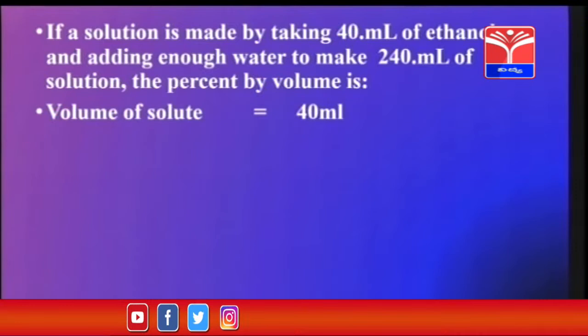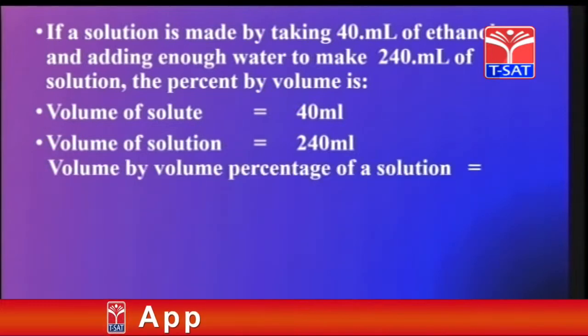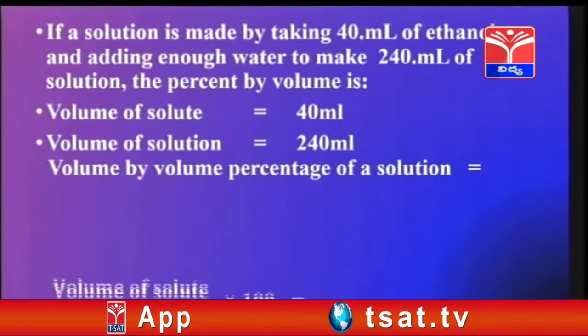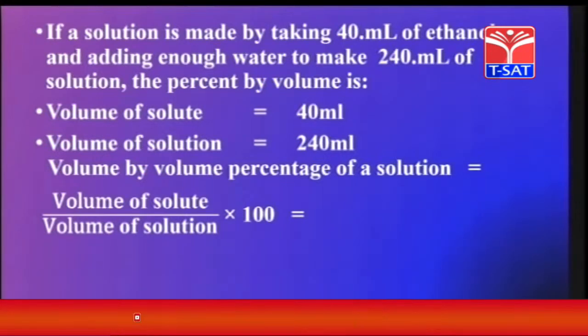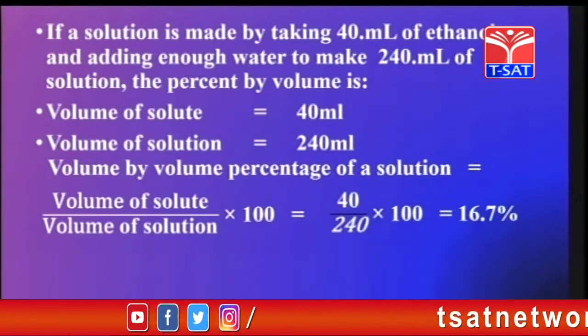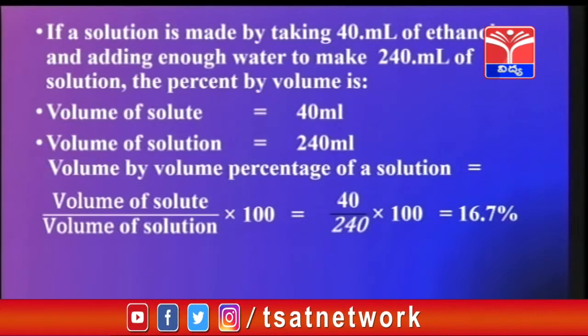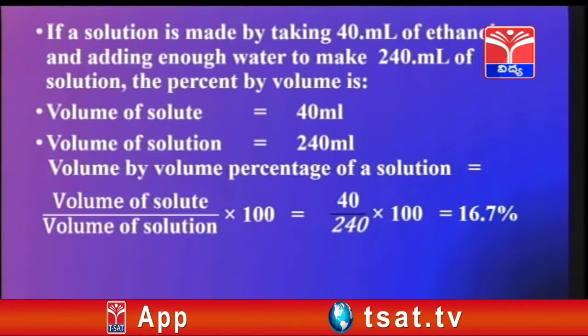Volume of solute we have taken here is 40 ml of ethanol. Volume of solution totally we have got is 240 ml, and so volume by volume percentage of a solution can be obtained by the formula volume of solute by volume of solution into 100. Let us substitute the values: 40 by 240 into 100 gives rise to 16.7% volume by volume percentage of ethanol solution. So children, did you understand how to find out the concentrations of the solution?